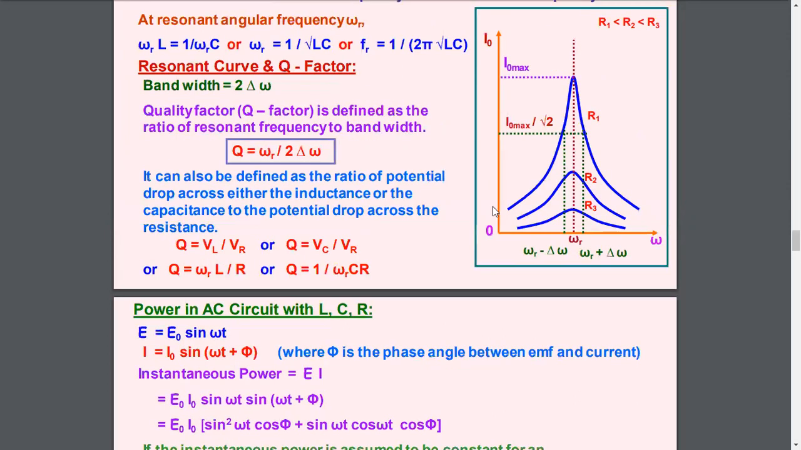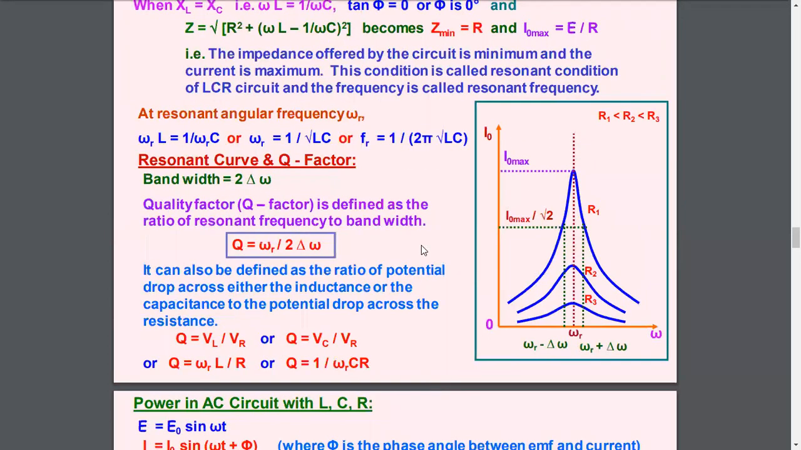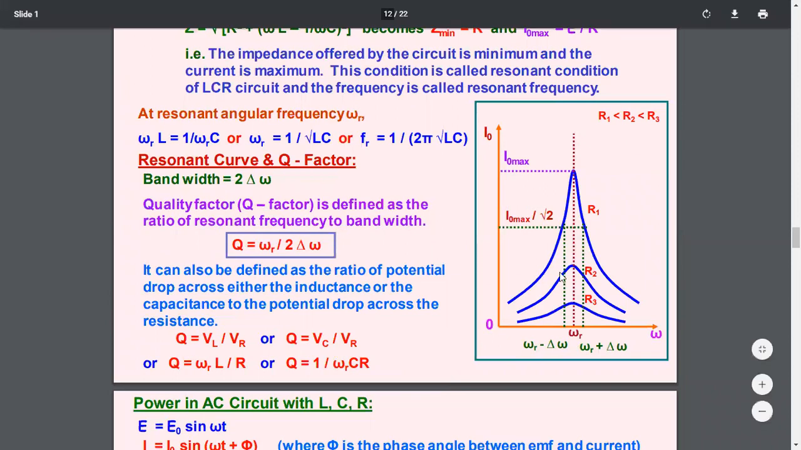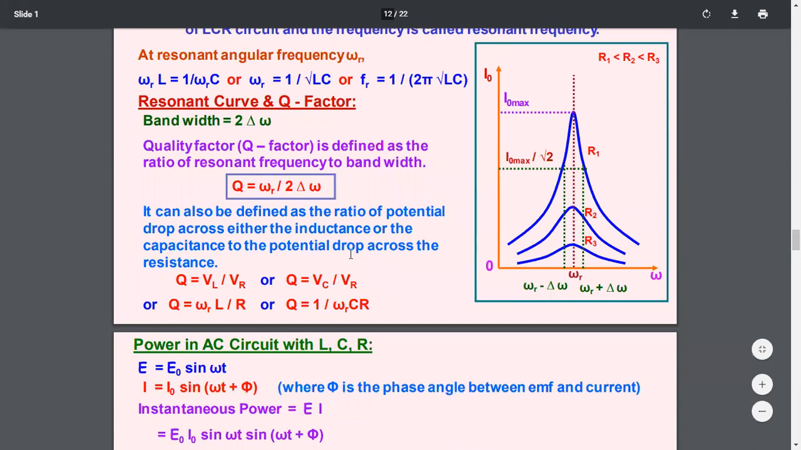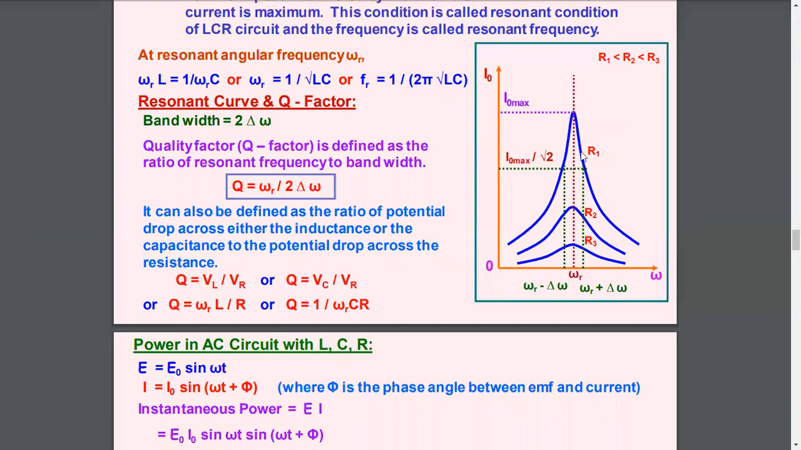So this was all about the LCR circuit, and now looking at this, we have three resonant curves here given. One is a more sharp curve, you see. Comparatively this one is less sharp, and this one is negligibly sharp.